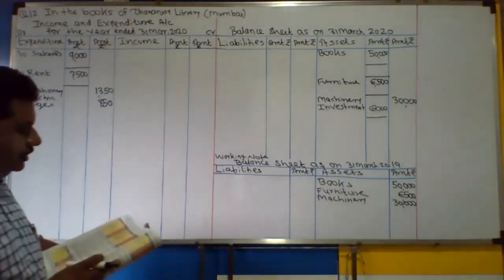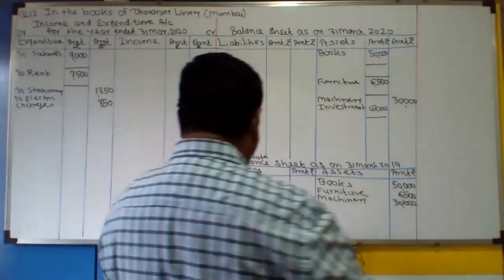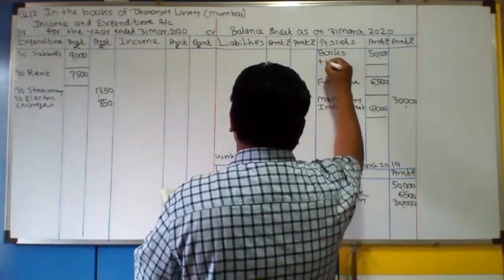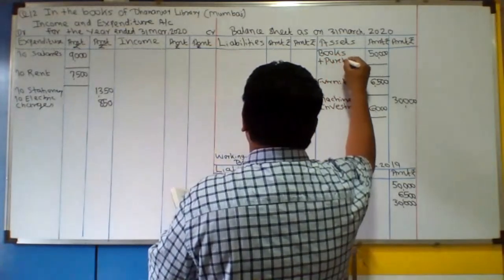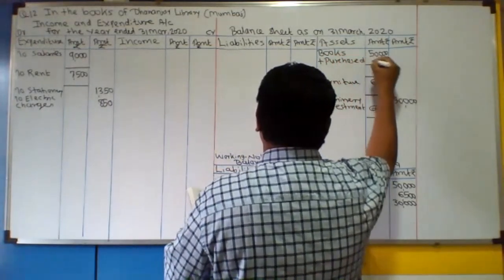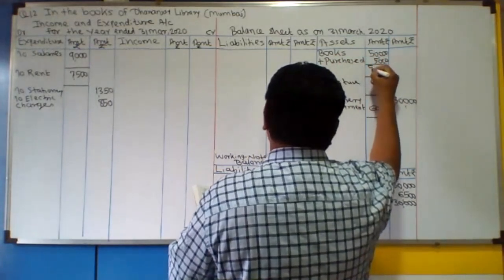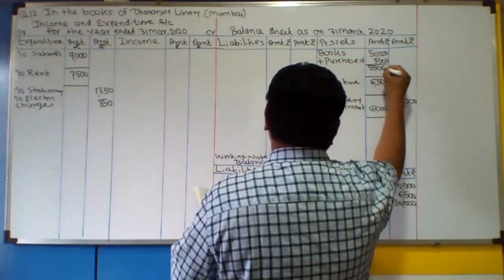Then books are newly purchased of rupees 5,000, so add them in books. Newly purchased books added in books, rupees 5,000, so the value of the books is now 55,000.